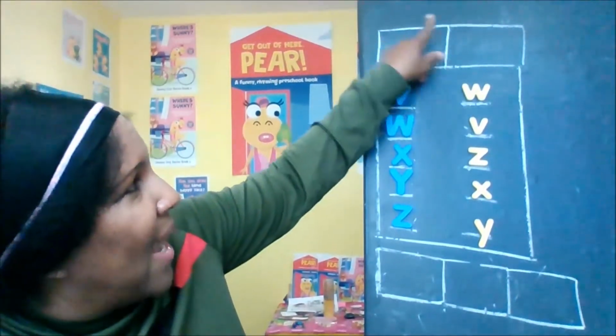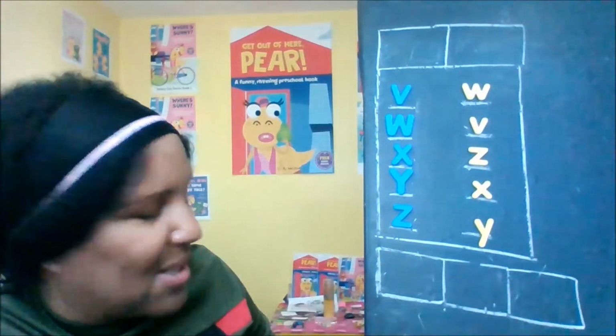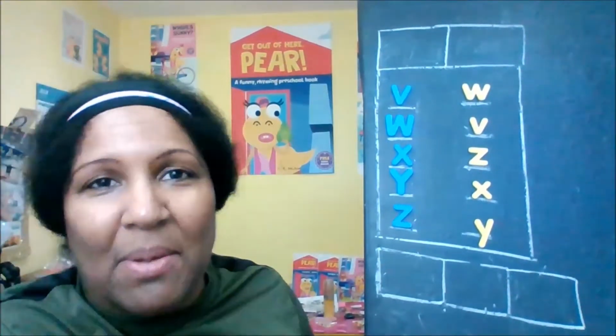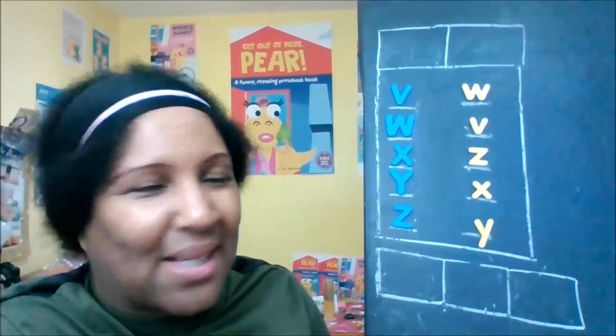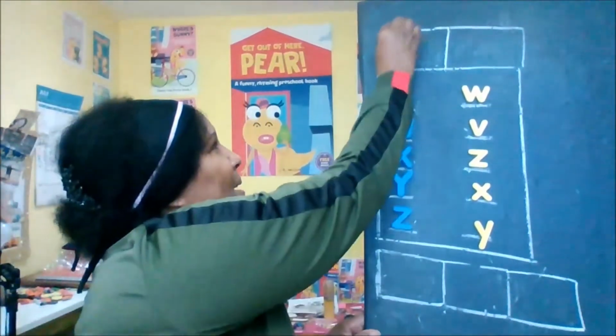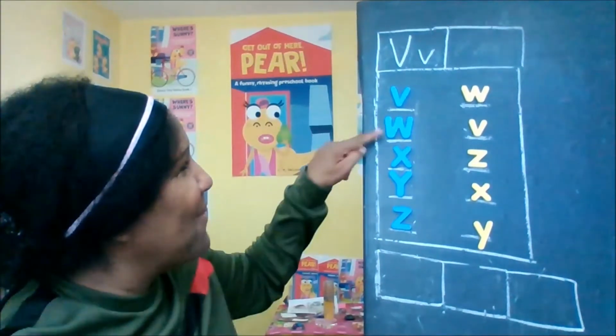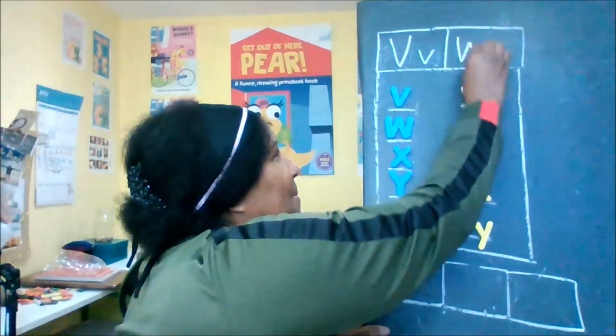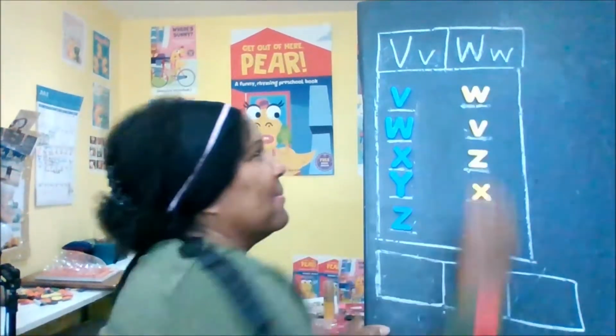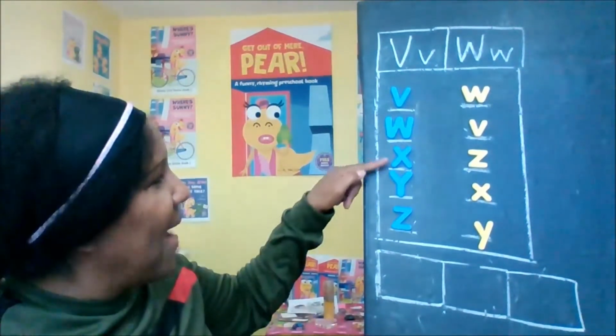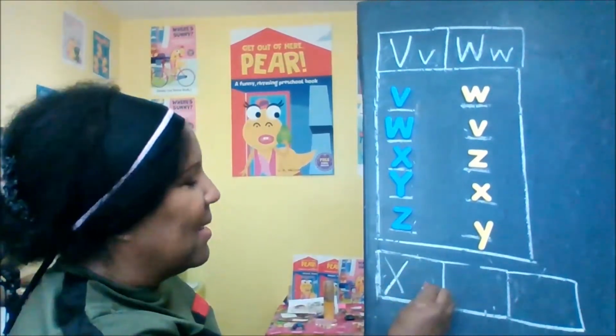And I can't forget to put the matches in the boxes, but it'll be kind of silly because I'll be writing the same letter twice, basically. So we have V, big V, little v. You see that? And we have W. We have big W, little w. Beautiful. Then we have X. We have big X, little x.